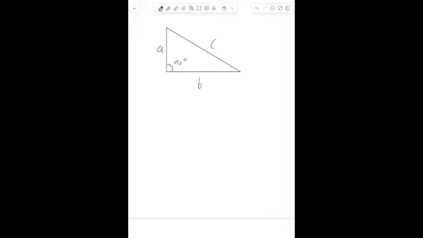The theorem says a squared plus b squared equals c squared, and the square root of c squared equals the hypotenuse, labeled c.